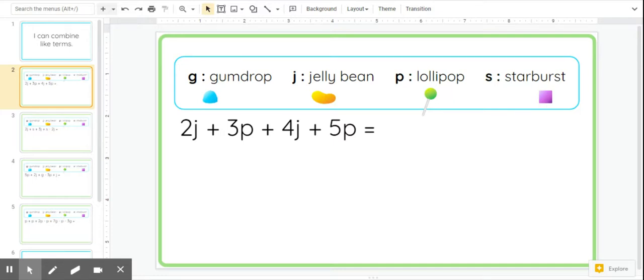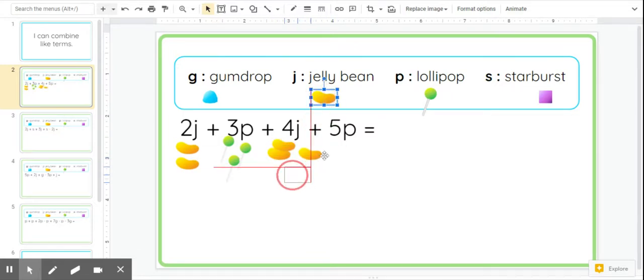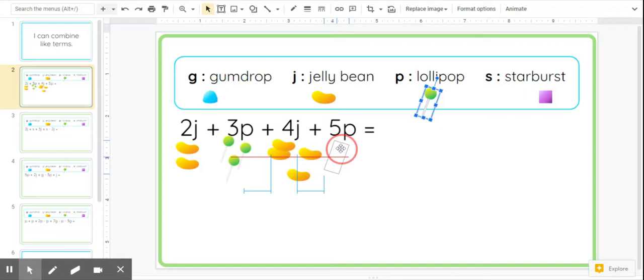So let's say 2J represents 2 jelly beans. We're going to make a picture with 2 jelly beans. And then we're going to add 3 lollipops. We're going to use P for lollipops instead of L because L looks a lot like the number 1, and that's confusing. And we have 4 more jelly beans. And 5 lollipops.